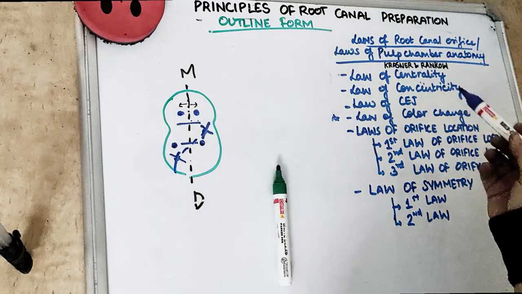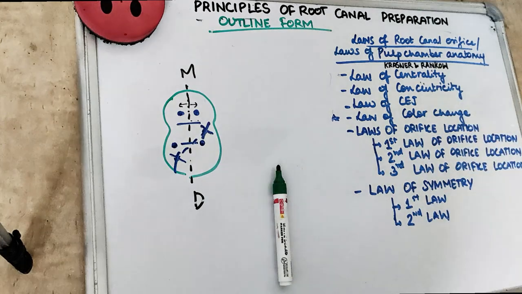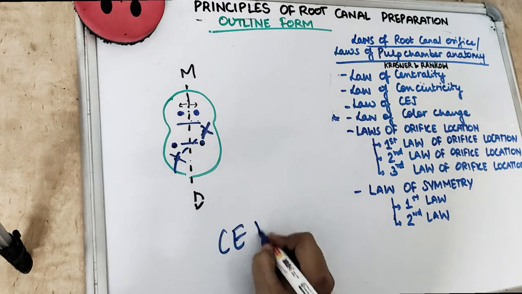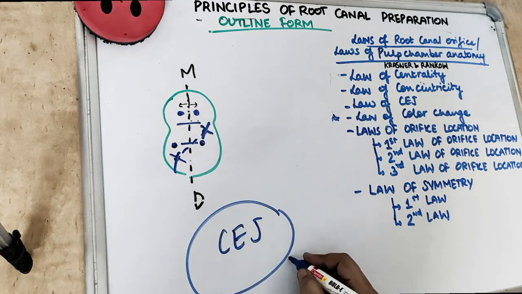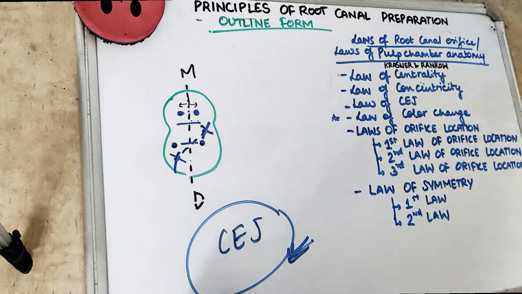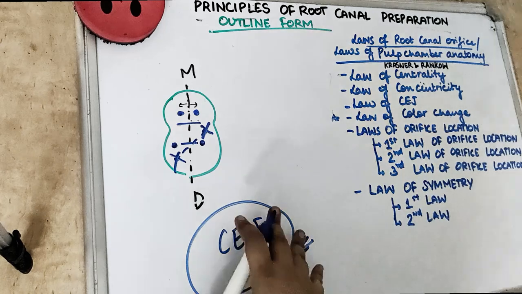These laws were given by Krasner and Rankow, and because these laws revolve around the CEJ, the cementoenamel junction, it is the north star for locating the pulp chamber. So this is all around our cementoenamel junction.